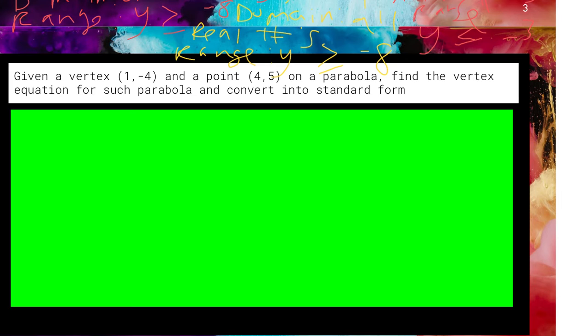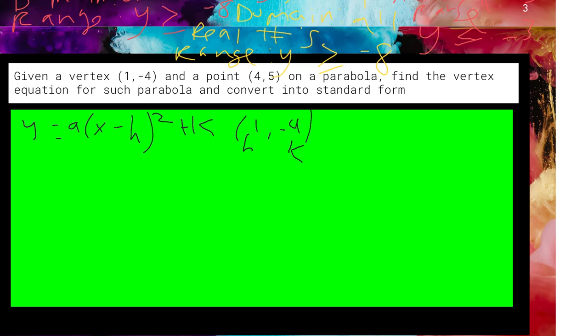So whenever they give you the vertex, first of all, you need to know what the general vertex equation looks like. So let's go ahead and write that down. That's going to be y equals a parentheses x minus h squared plus k. Okay, and then we're going to plug in what we know. So we know that the vertex is 1 comma -4. And this is my h and this is my k. Remember, the h is the opposite.